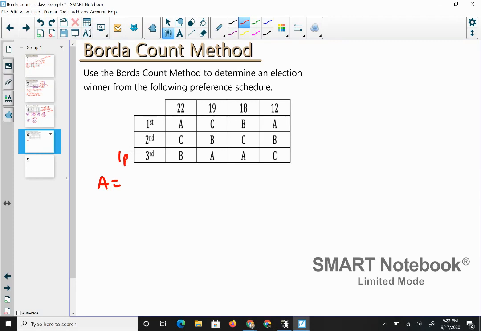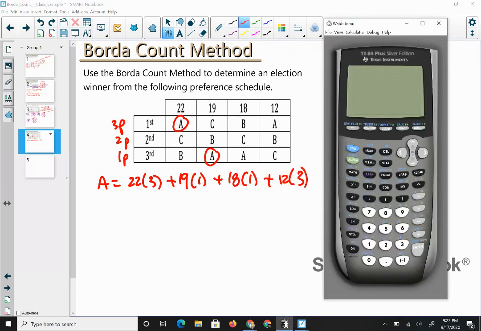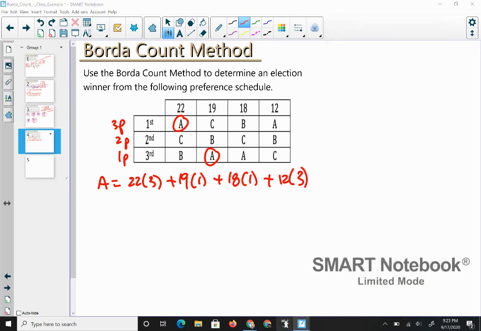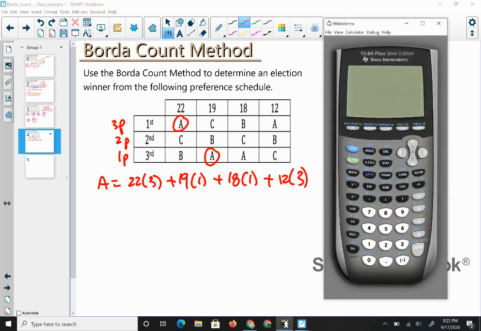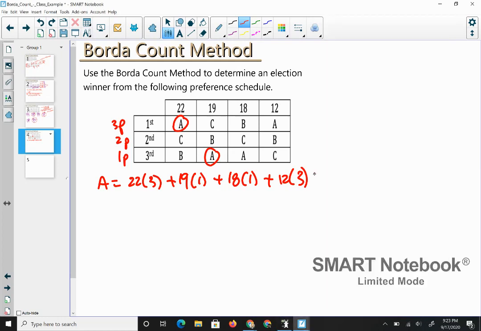So I'm putting 1 point for third place, 2 points for second place, 3 points for first place. And we see that A has 22 votes at 3 points, plus 19 votes at 1 point, plus 18 votes at 1 point, plus 12 votes at 3 points. All right, so that's 66 plus 19 plus 18 plus 36. We have 139 points for A.